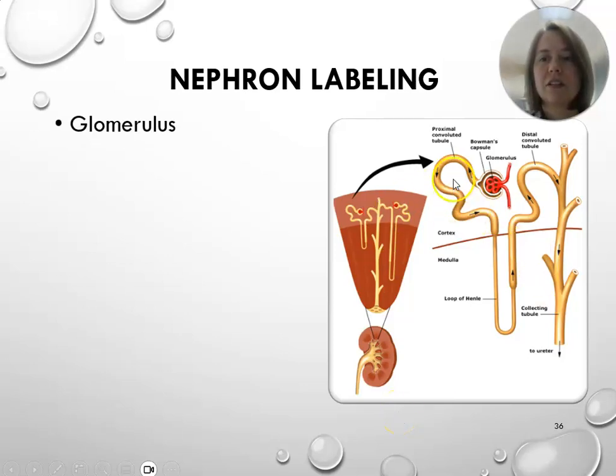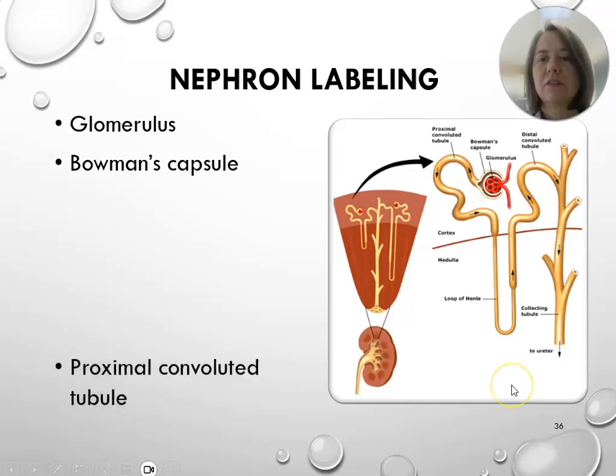Alright, so your nephrons actually look a little bit more like that. The glomerulus. So that is this ball of blood vessels, of capillaries that comes into the nephron. So it's this, label that. Bowman's capsule is the beginning of the nephron, and it is the capsule that surrounds the glomerulus.